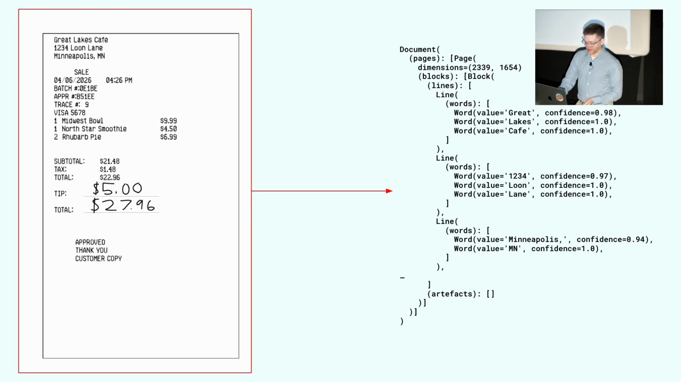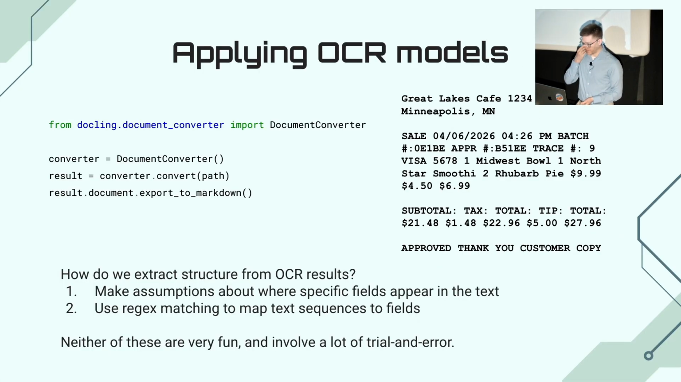So that is Docling, and this is an example of what it looks like if you run that receipt through Docling. You get what I would call a semi-structured output, where it's identifying the pages, blocks, lines, and words. So you could theoretically take that information and extract what you need from it. The important part is we have all those fields, or the characters, extracted. So the OCR part of that is kind of done.